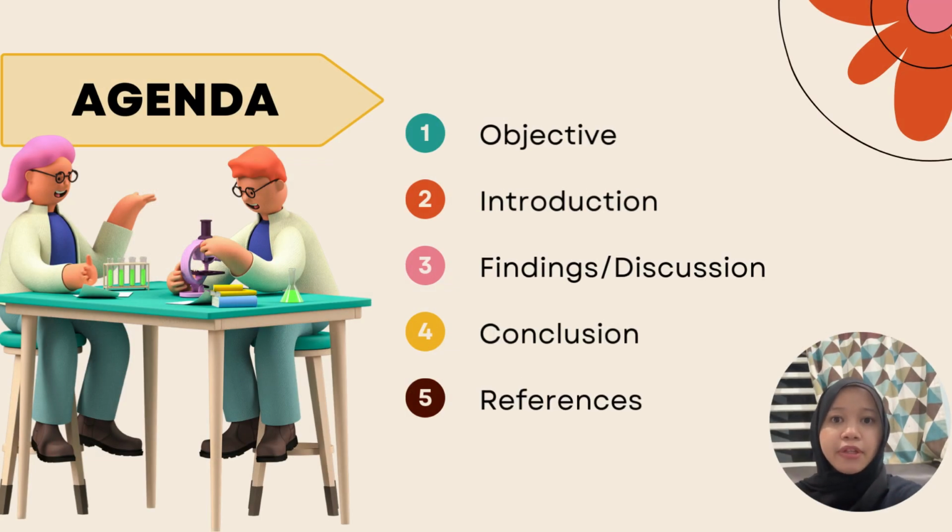Next, let me briefly go through the agenda for today's presentation. First, we will start with the objective, where we explain the purpose of the presentation. Then, we will move on to the introduction of molecular orbital theory. After that, the findings and discussion section will cover the main concepts and explanation in detail. Next, we will conclude the presentation by summarizing the key points. Finally, we will end with the references used throughout this presentation. This agenda will help guide us step by step through the topic.